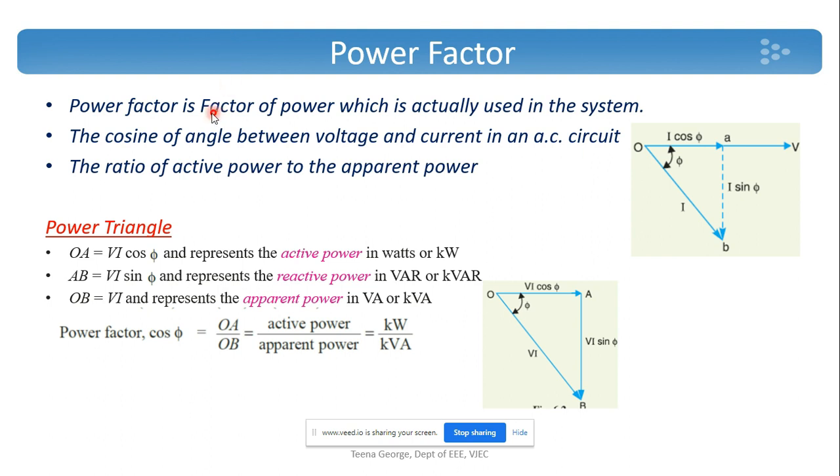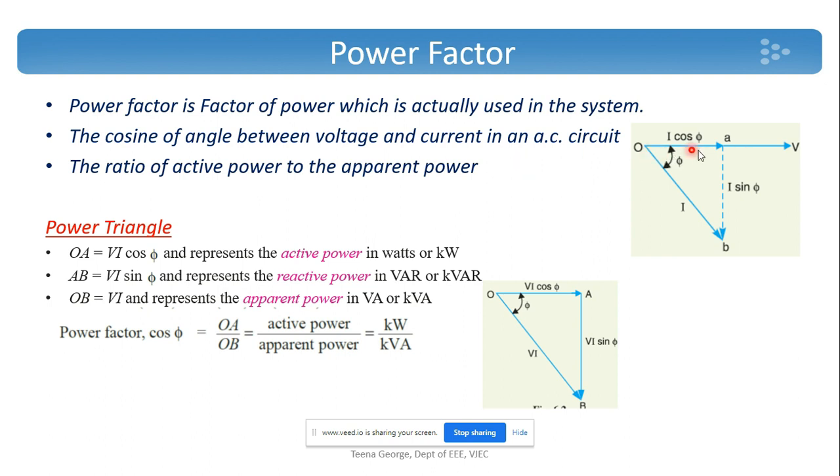So the power factor is the factor of power which is actually used in the system, or it is the ratio of active power to apparent power. Apparent power is the vector sum of active power and reactive power, or the total power. So it is the ratio of active power to total power. Active power is the power which is used in the system. Or we can also define power factor as the cosine of the angle between voltage and current in an AC circuit.